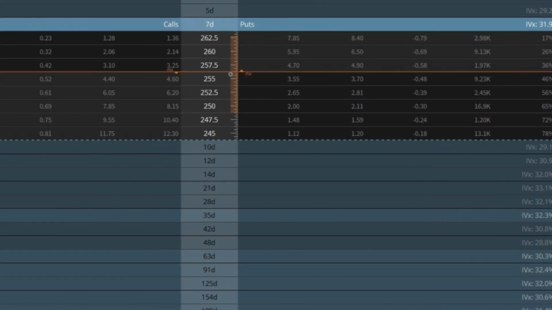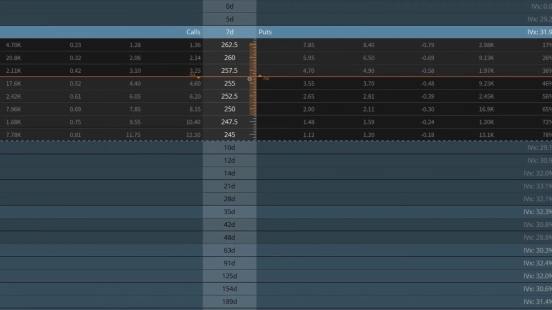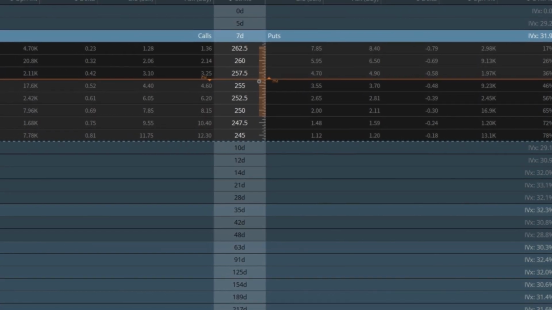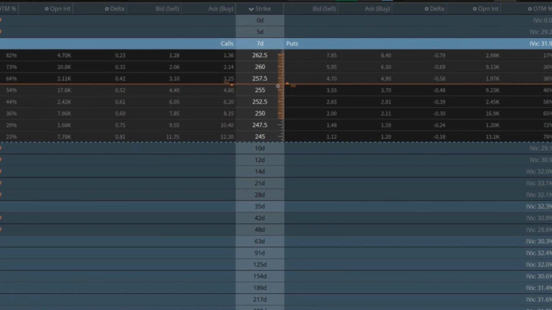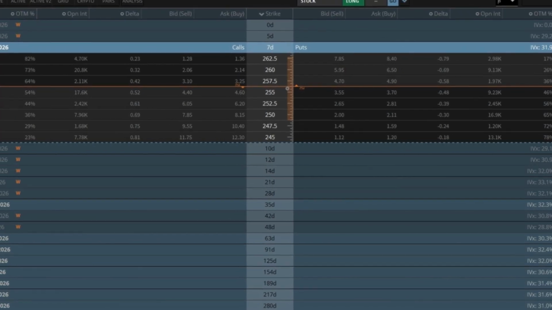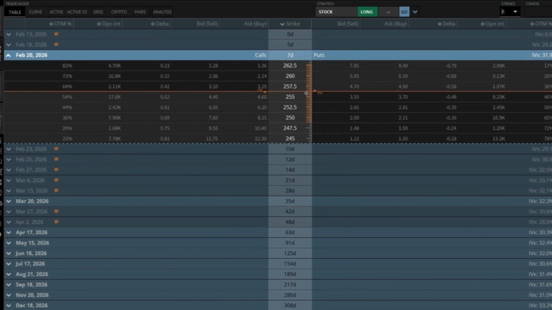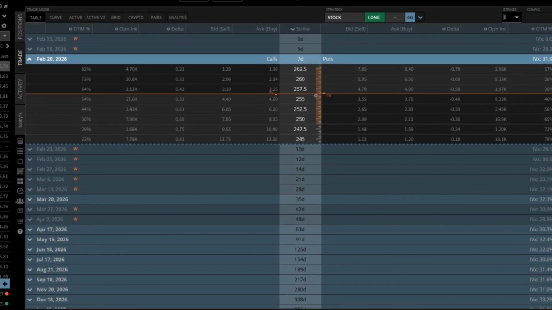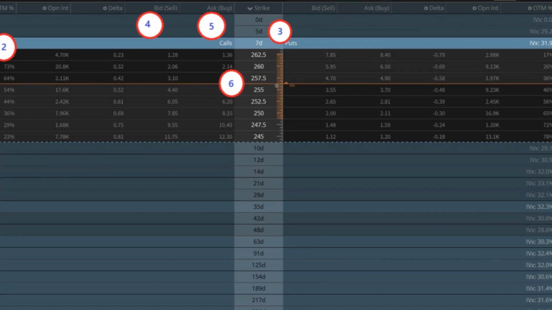2. Expiration date: Feb 20th, 2026. What it is: the exact date the contracts for this row expire. Why it matters: this defines the time component of the option. How traders use it: choose trade duration, 0 DTE for intraday momentum, weeklies for short swings, monthlies for position trades, time, premium value.